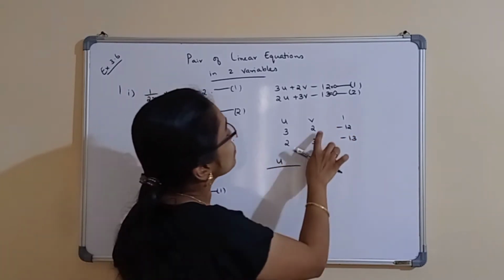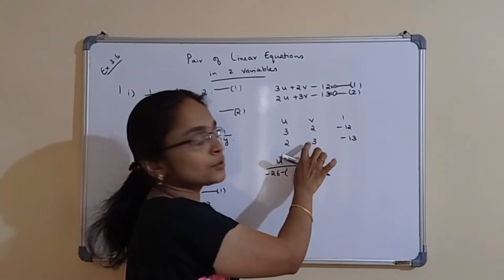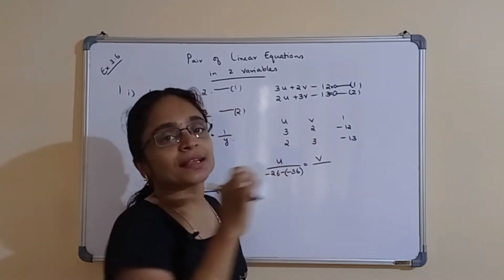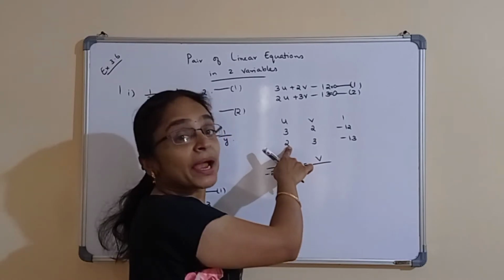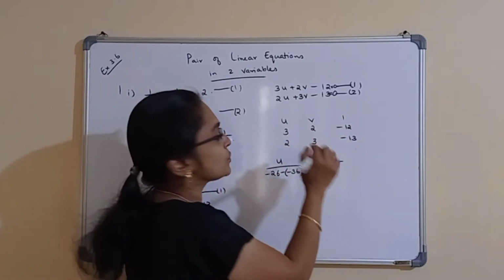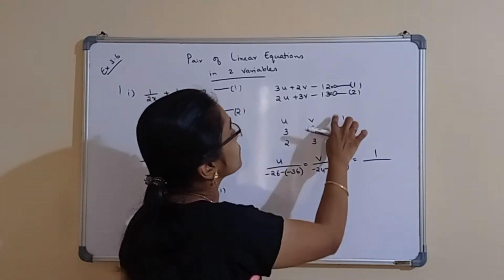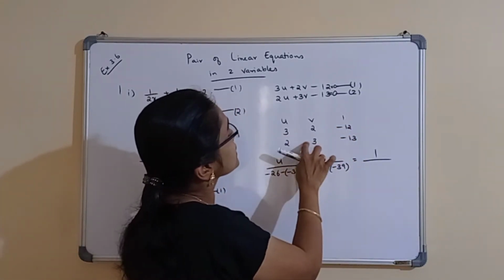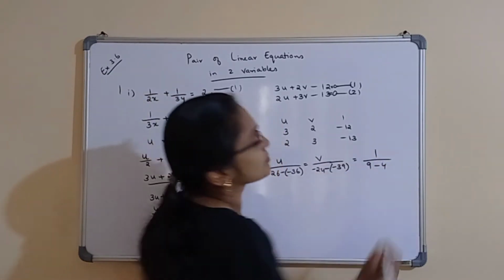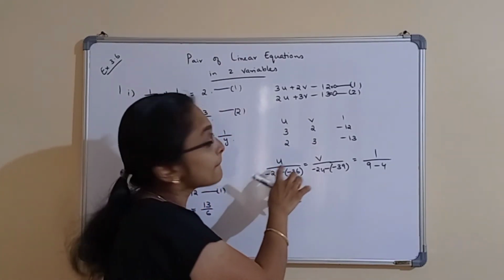So 2 into minus 13 is minus 26, minus of minus 12 into 3 is minus 36, which is equal to v by, now don't take this column and take this first, minus 12 into 2 is minus 24, minus 13 into 3 is minus 39, and that is equal to 1 by, when you are taking this, don't take this column and multiply this in this order, 3 into 3 is 9, minus 2 into 2 is 4.